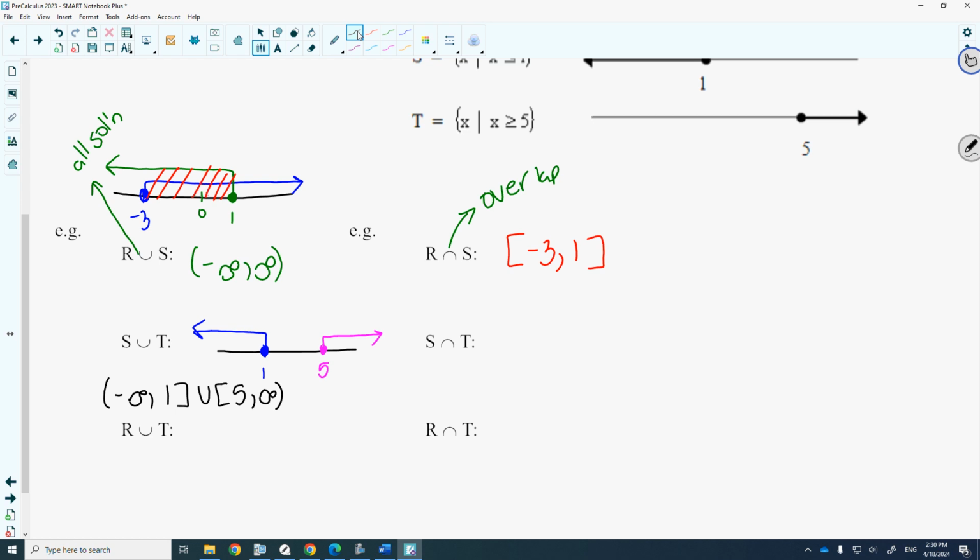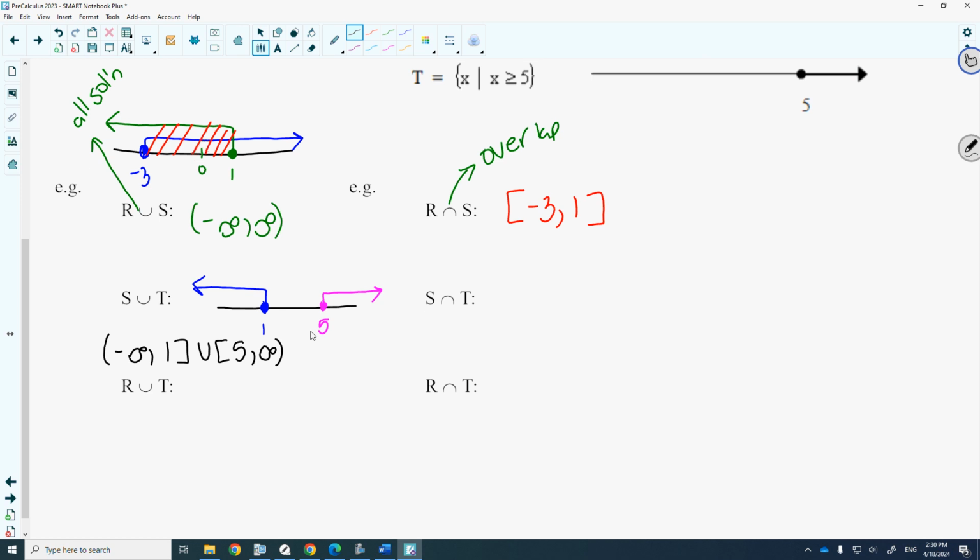The intersection of S and T: where do these overlap? There is no overlap. So what's my solution? Well, there is no solution, or my solution is an empty set. There is no solution in here. Okay, there's no overlap. I want you guys to try R union T and then R intersect T.